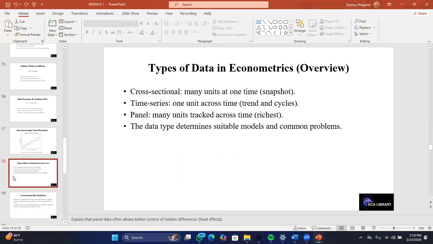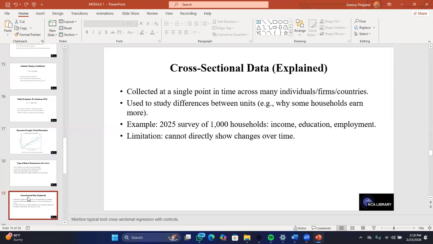Now let's look at some of the types of data in econometrics. We have number one, cross-sectional data. We have time series data. We have panel data. The data type determines the suitable model and common problems. We'll be looking at this in the next slides.